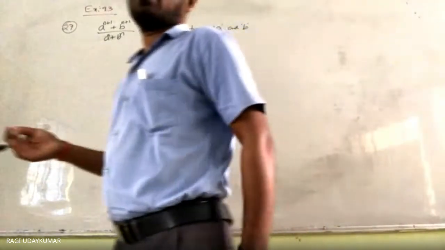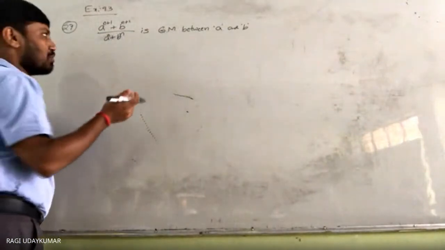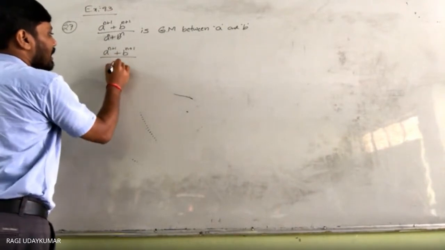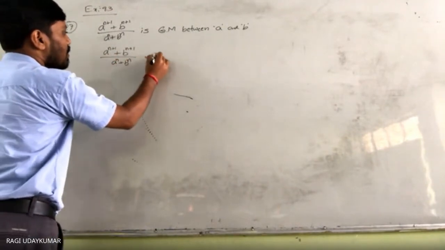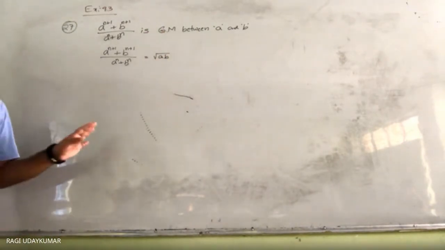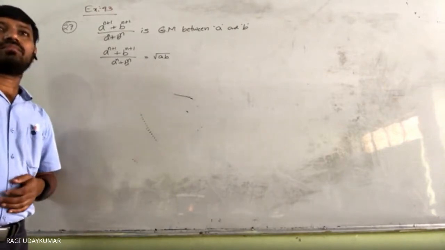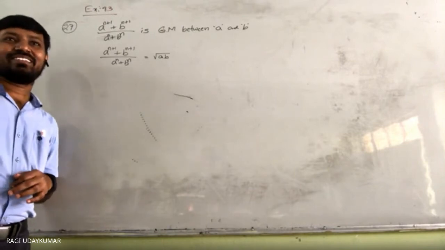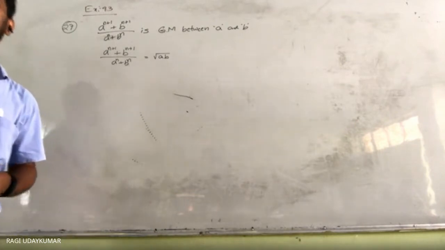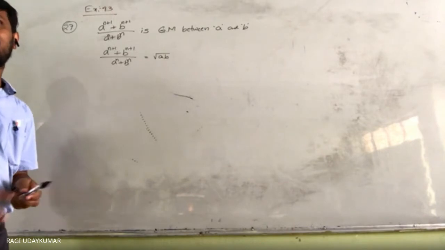Root ab. So the geometric mean between a and b is root over ab. So (a^(n+1) + b^(n+1)) / (a^n + b^n) is equal to root over ab. Now we need to find the value of n. For what value of n are we going to get root ab? Not just by guessing. You may think that by guessing also you can do it, but do not do it by guessing. You need to prove it.